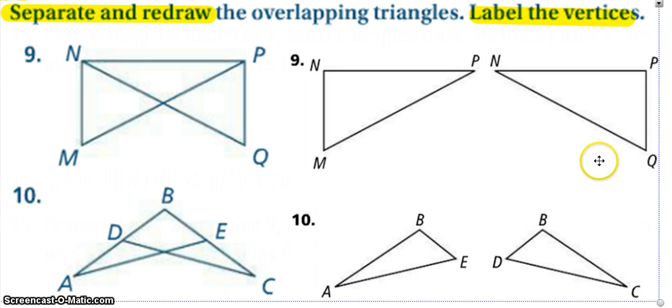Hopefully you were able to draw something pretty close to here. We see that NP would be a shared side in number 9, and we see that B would be a shared angle in number 10.